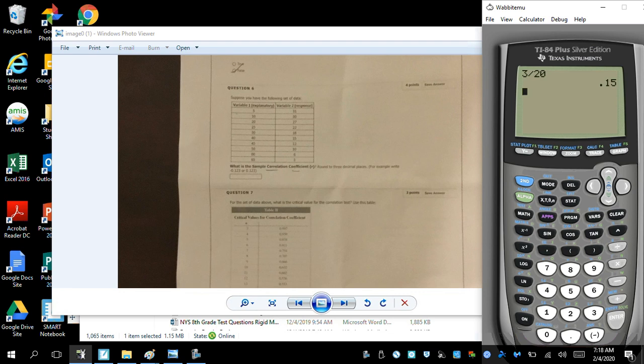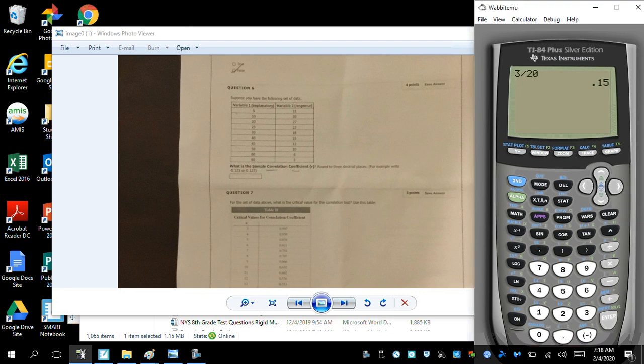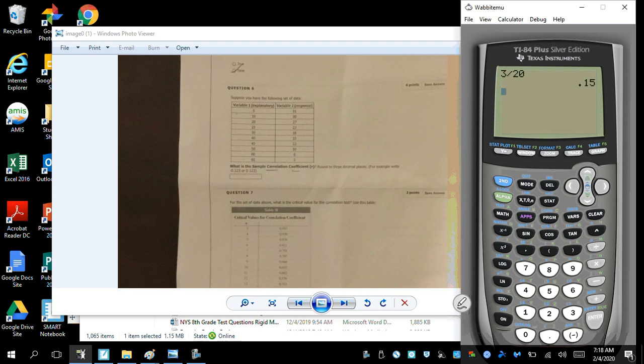The first thing I encourage you to do whenever you're doing these types of problems is turn your diagnostic on on your calculator. I don't know why it's not on, but if you look down here above 0, it says catalog in blue. The easiest way to do your diagnostics is press second catalog. It's going to bring up everything your calculator does.